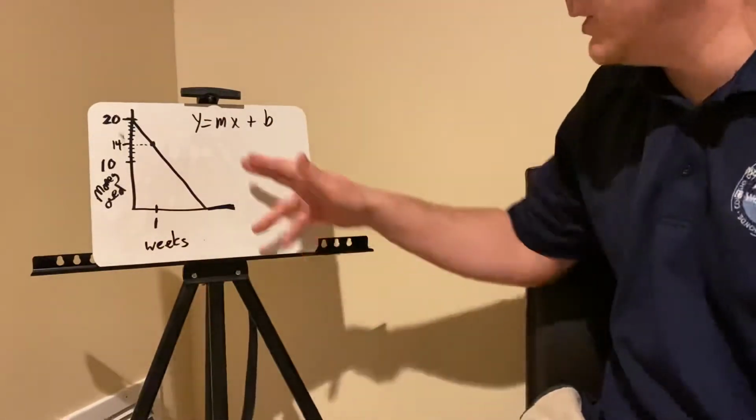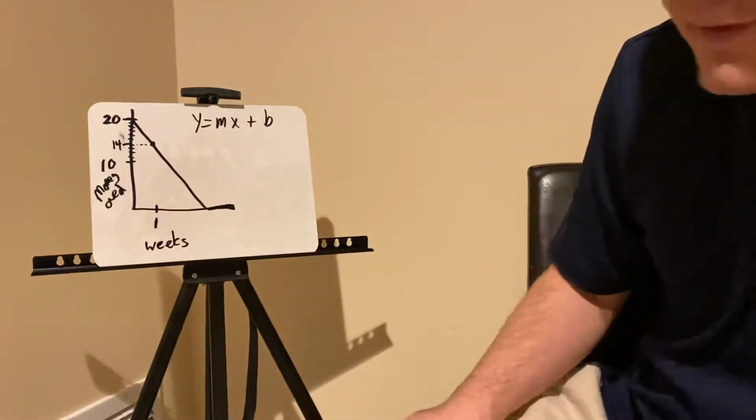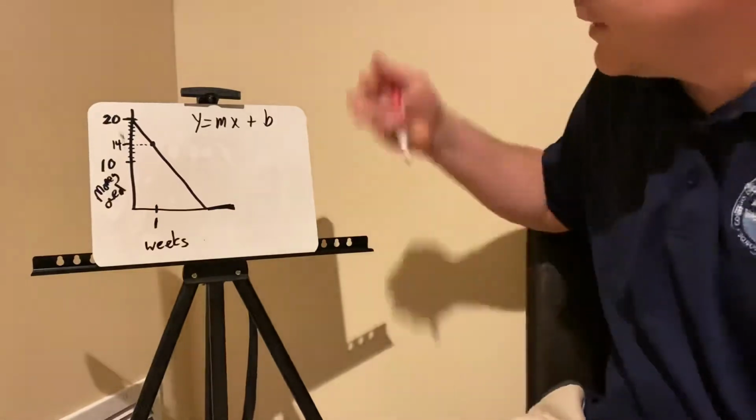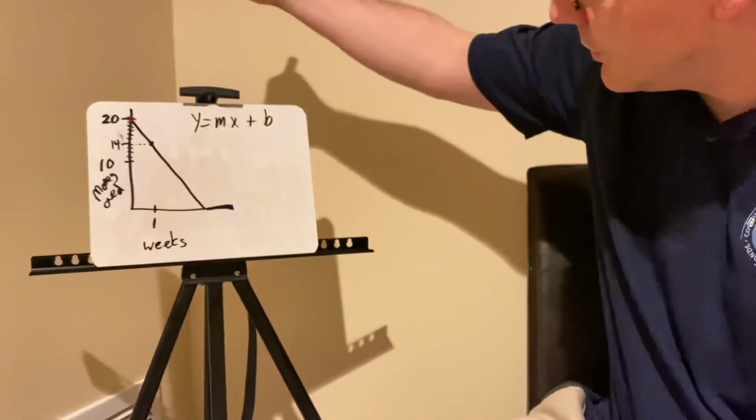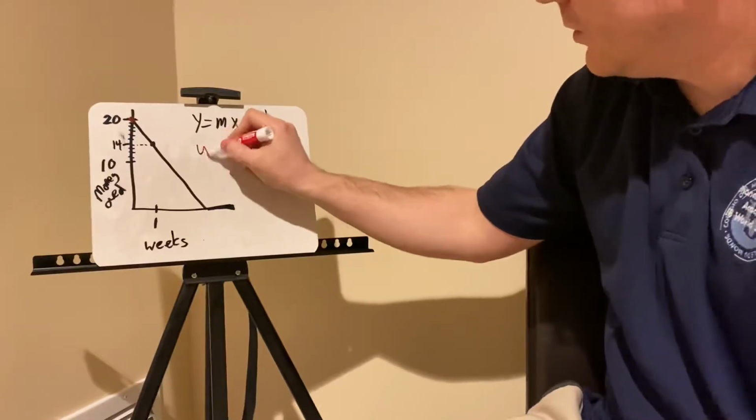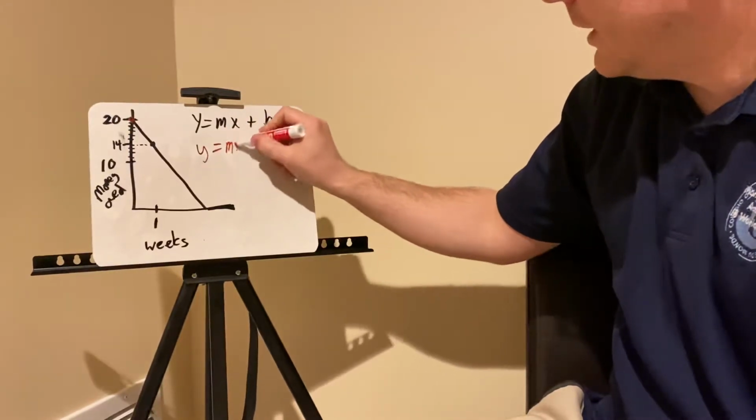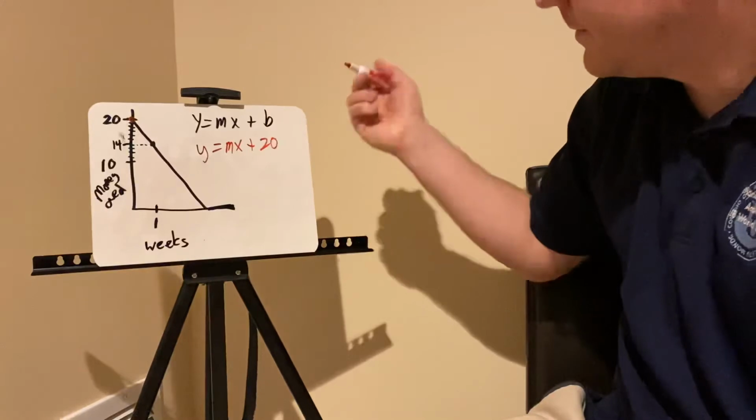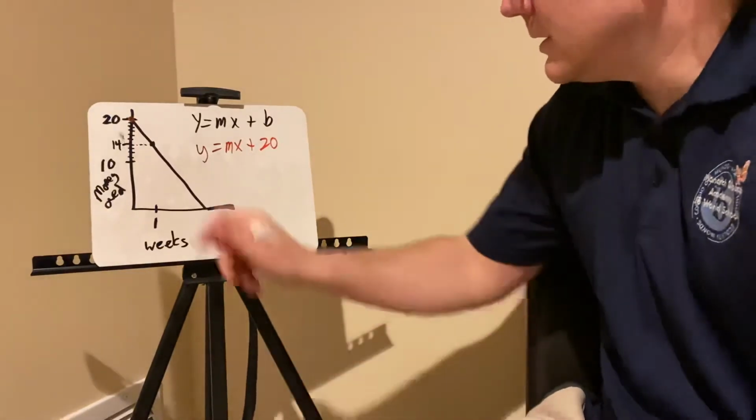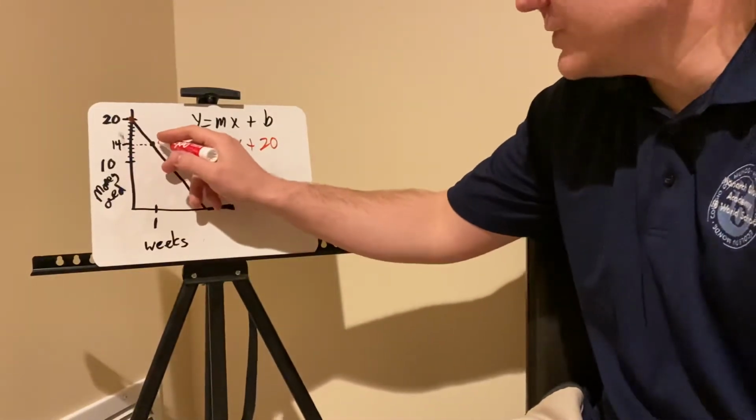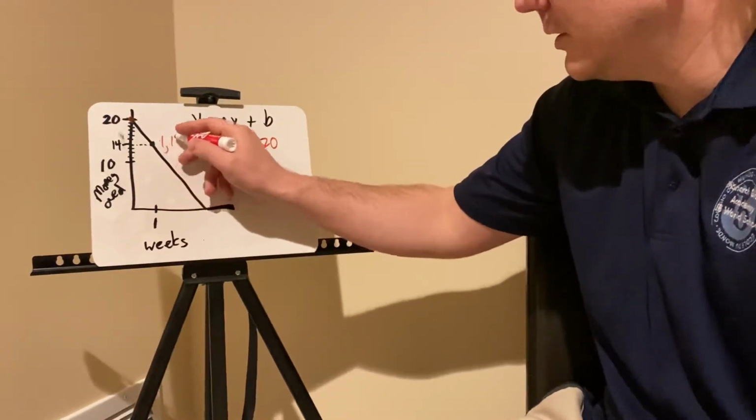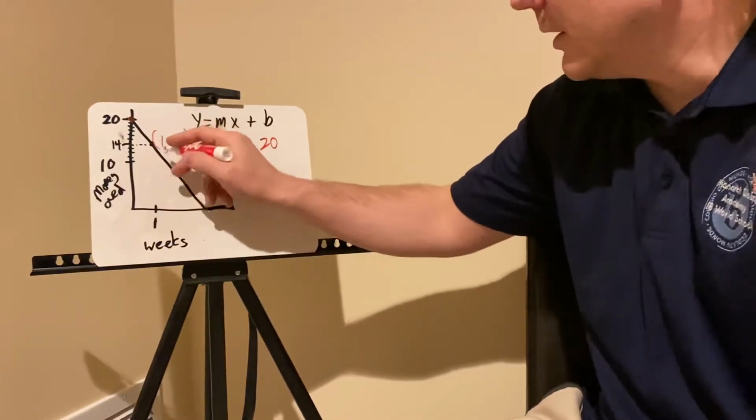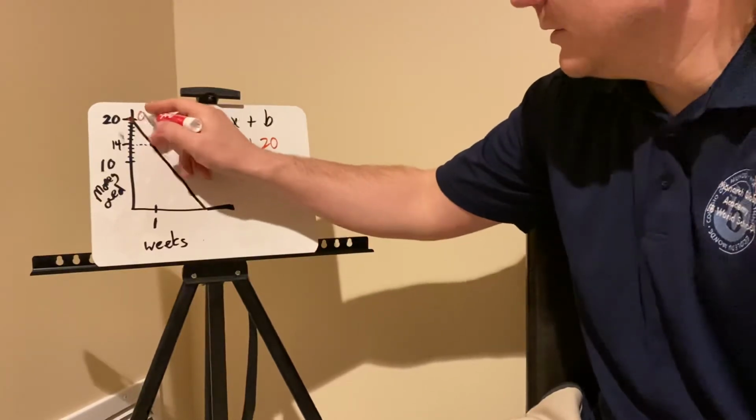So here's a graph, right? How do I write y equals mx plus b based on this graph? So first I find my y-intercept, and it is right here at 0, 20. So y equals mx plus 20, all right? Then I need to find another coordinate, which is going to be 1 comma 14, right? And this is 0 comma 20.